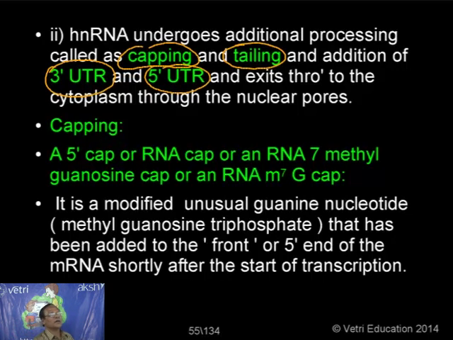As soon as all these events are completed, the matured RNA, namely the mRNA, exits to the cytoplasm through the nuclear pores. So the export of that is also needed. So these are all the additional events. What are the additional events you have? Number 1, the splicing process. Number 2, the capping process. Number 3, the tailing process. Number 4, the addition of 3-UTR and 5-UTR, along with the exit of the formed mRNA, the active or matured mRNA, through the pores of the nuclear membrane to reach the cytoplasm.